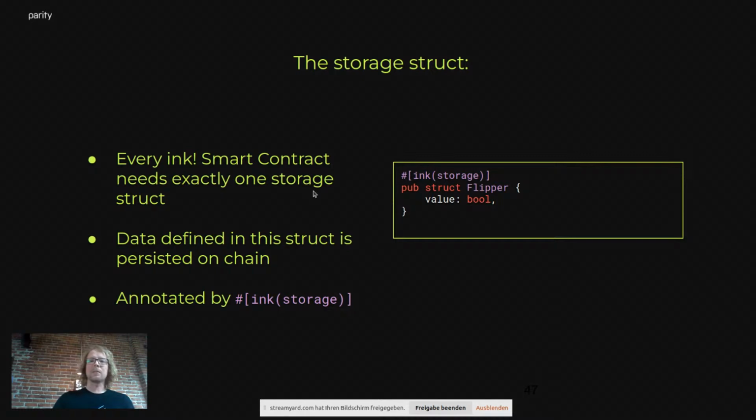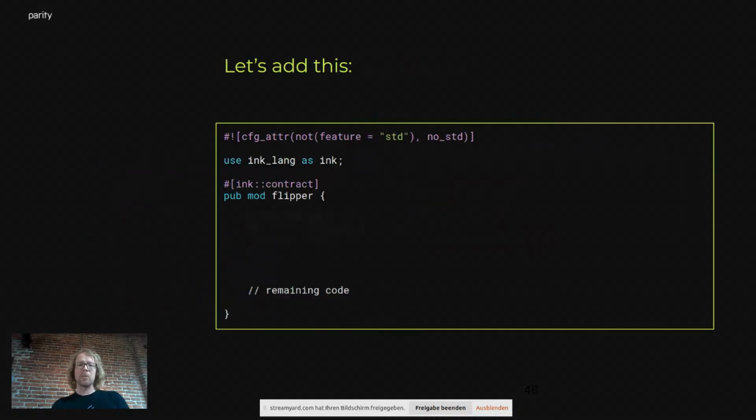And then we want to store the status of the smart contract on chain. So this is the general structure of every Ink smart contract. It needs to have exactly one storage struct, and the storage struct contains all the data which is supposed to be persisted on chain. It is annotated by ink storage. Okay, cool. So we define the storage struct, which is carrying the state of the smart contract, and we add this to our smart contract code.